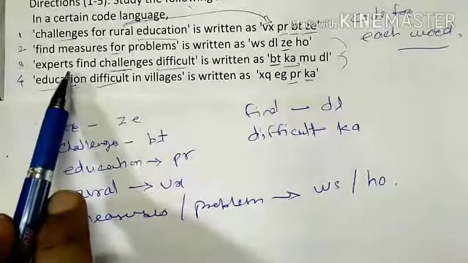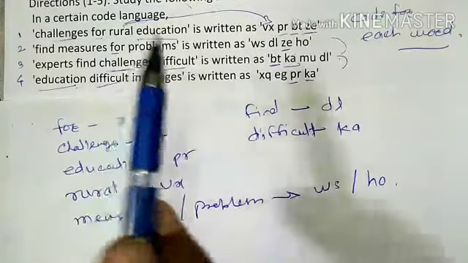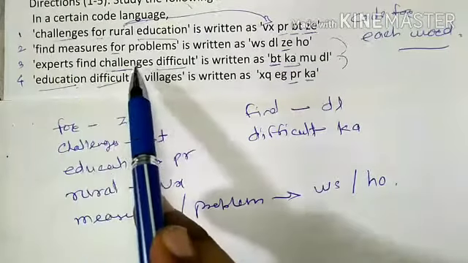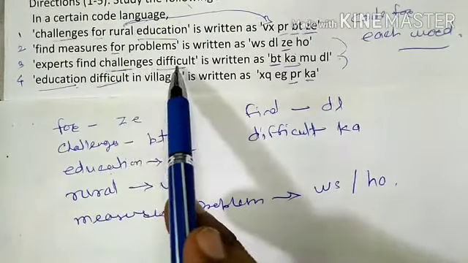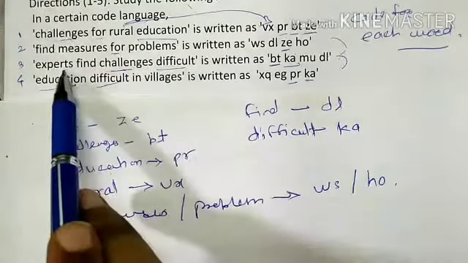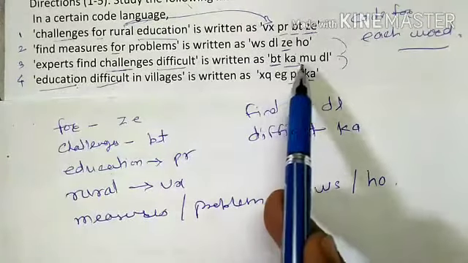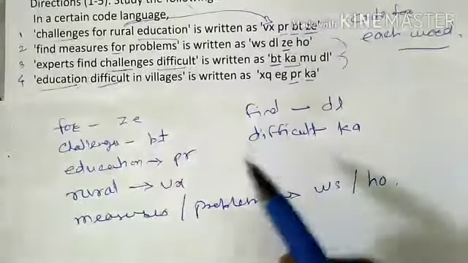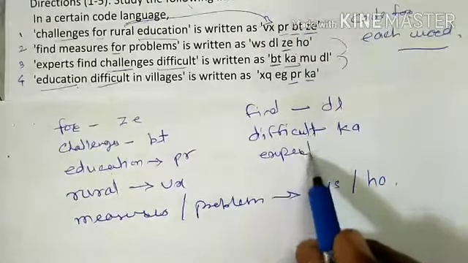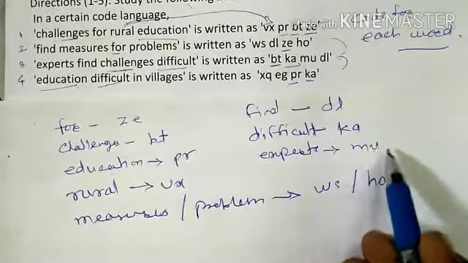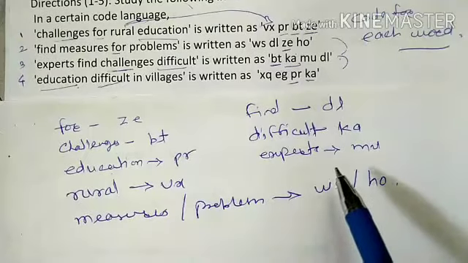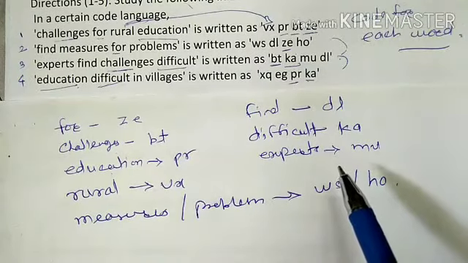In the third message, experts find challenges difficult, we know the code for find, challenges, and difficult. So the remaining word is expert, and the remaining code MU is for expert. So we will write it down. In the examination, as per the question asked, we have to find out the code for the words. If only one code is asked, then it is not required to find out the code for each word.